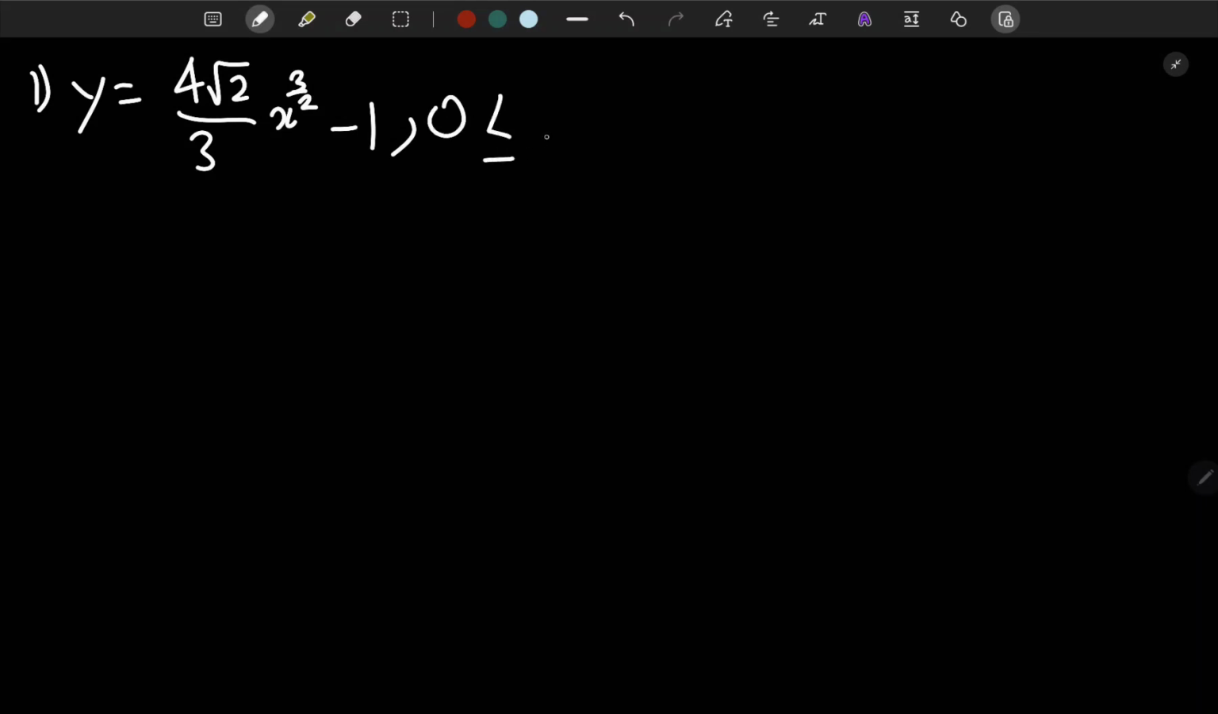Let's say we have a function which is 4 radical 2 over 3 x to the power of 3 over 2 minus 1. Here we have the limits from 0 to 1, so x is between 0 and 1, and we again want to find the length. So how do we do it?